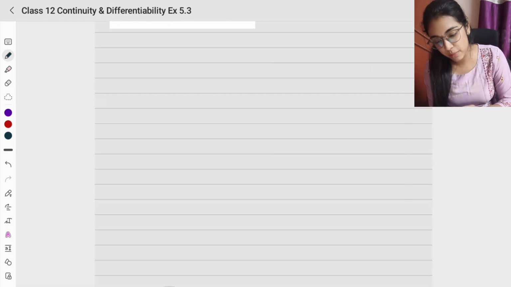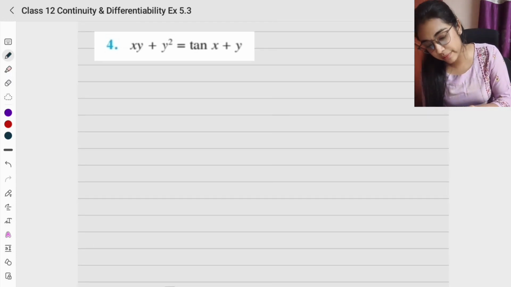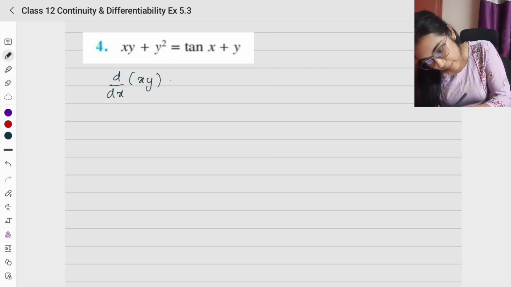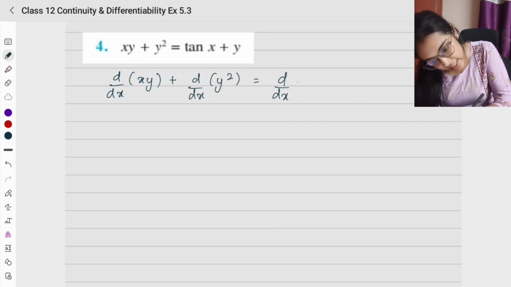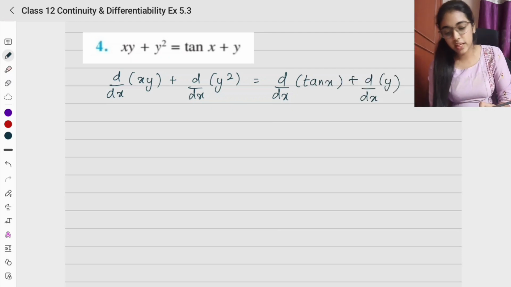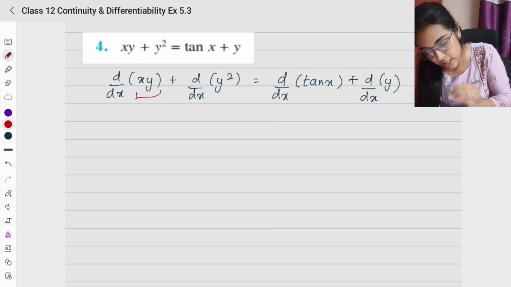Question number 4. xy plus y square equals tan x plus y. So d by dx on both sides, d by dx of xy plus d by dx of y square equals d by dx of tan x plus d by dx of y. So d by dx of xy, this is in terms of product, correct? This is in terms of product.